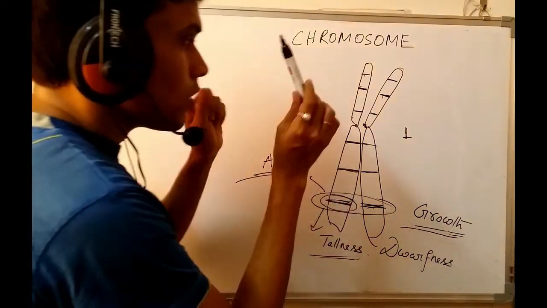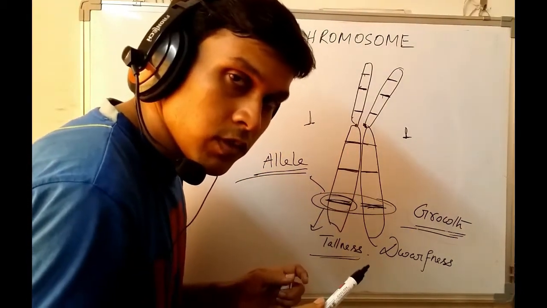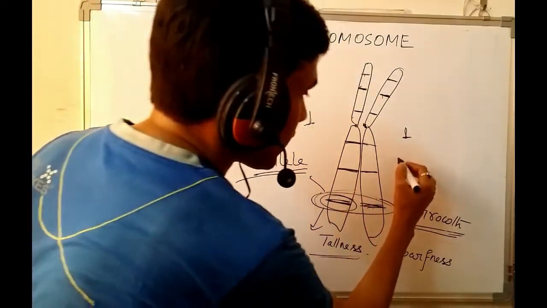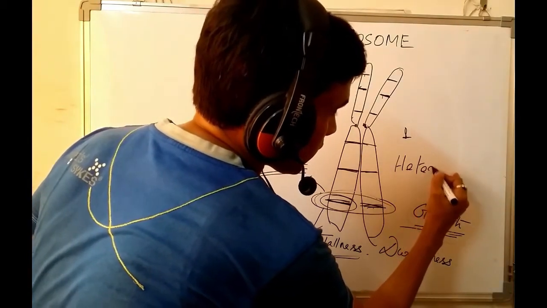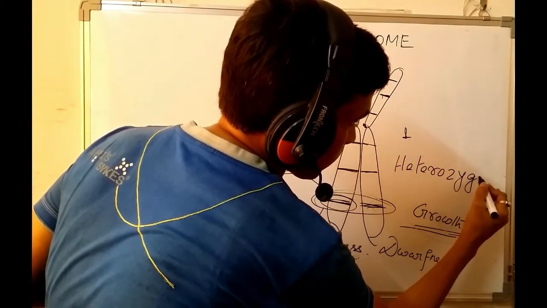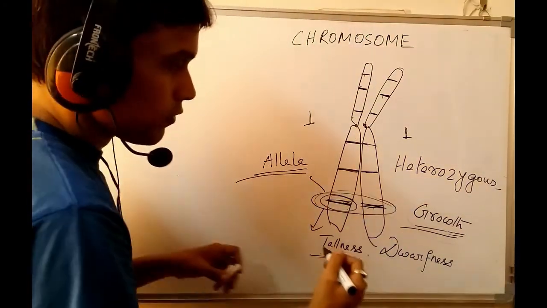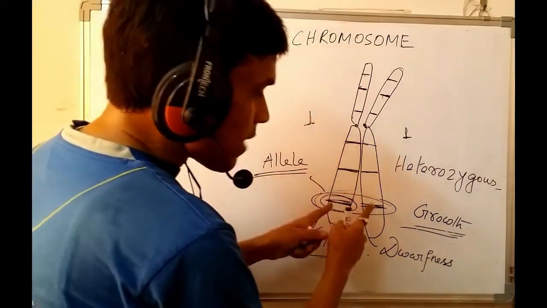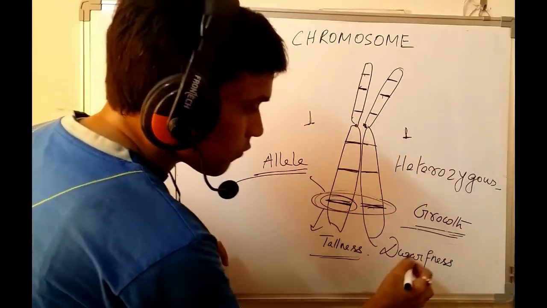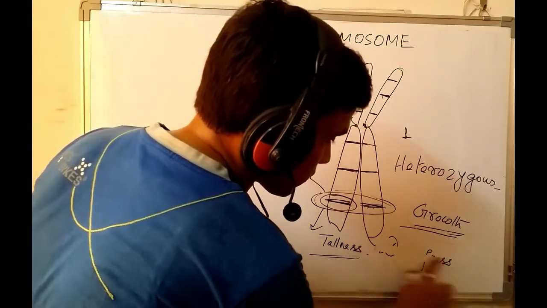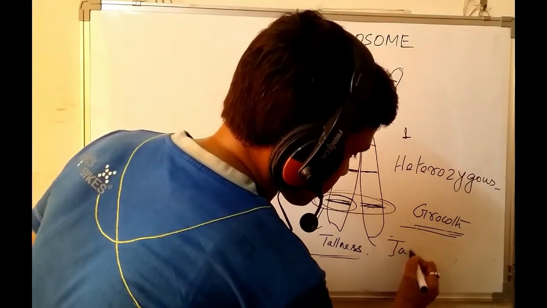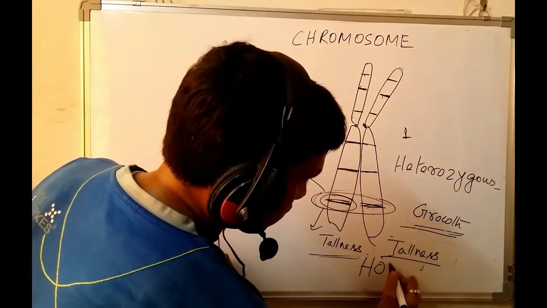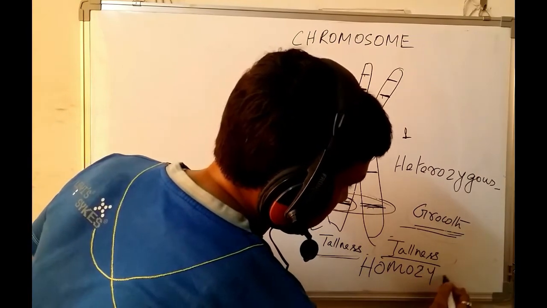So if a homologous chromosome pair contains two varieties of a gene, they are called heterozygous. But if the homologous chromosomes contain the same form of a gene, like instead of dwarfness there is another tallness, then it is called homozygous.